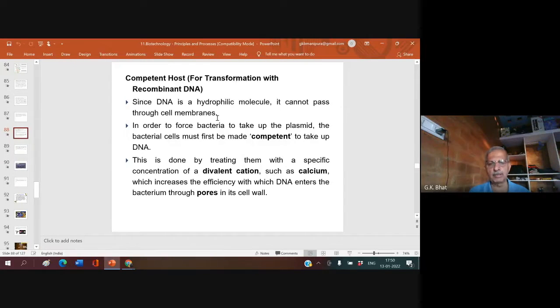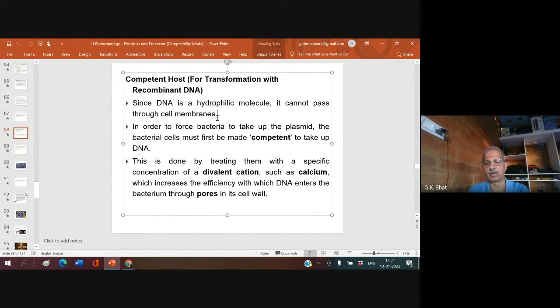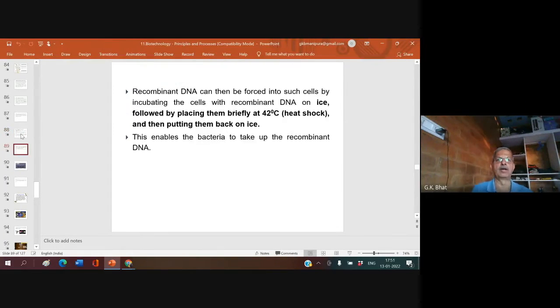So the moment this bacterium is treated with calcium, it causes the pores to open. This enables the DNA to enter the bacterium through pores in its cell wall. So this makes the bacterial cell wall competent enough to take up the DNA.